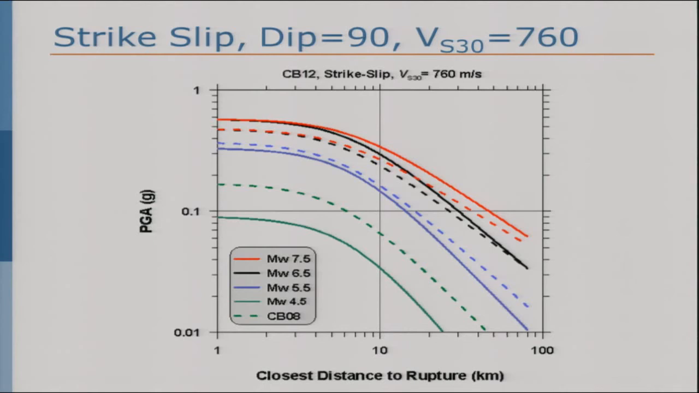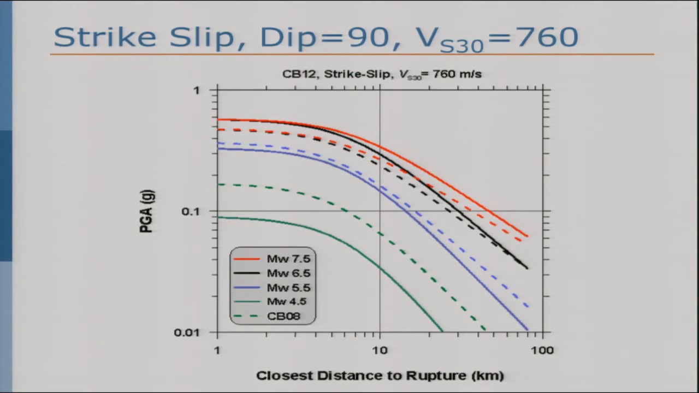This is strike slip, dip of 90 degrees, and a VS30 of 760 meters per second. The solid line is our new model. The dashed line is our previous model. The blue is 5.5, so basically 5.5, black and red, that's in the range of our previous model. Basically we are getting somewhat higher ground motions, about 20% higher. This is PGA, by the way, at the larger earthquakes.